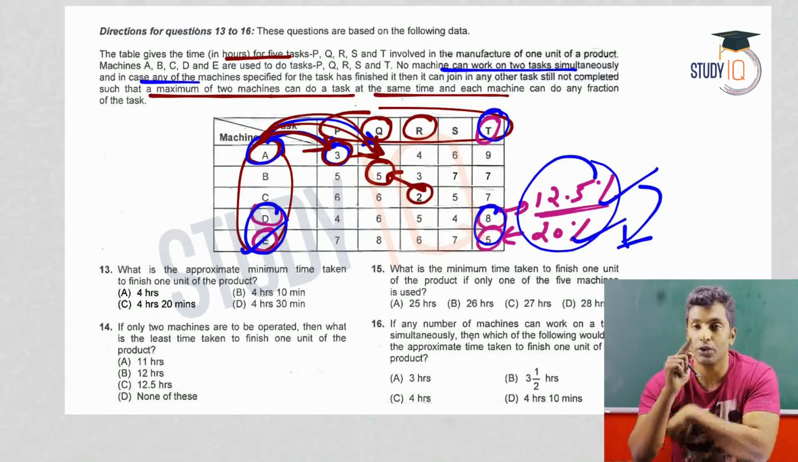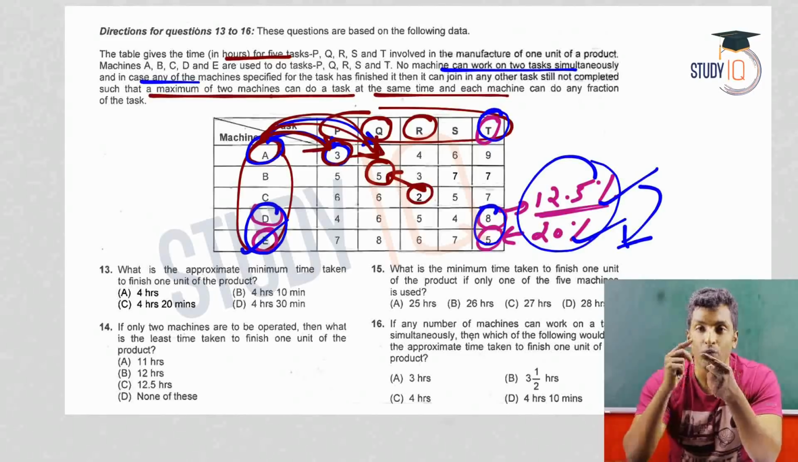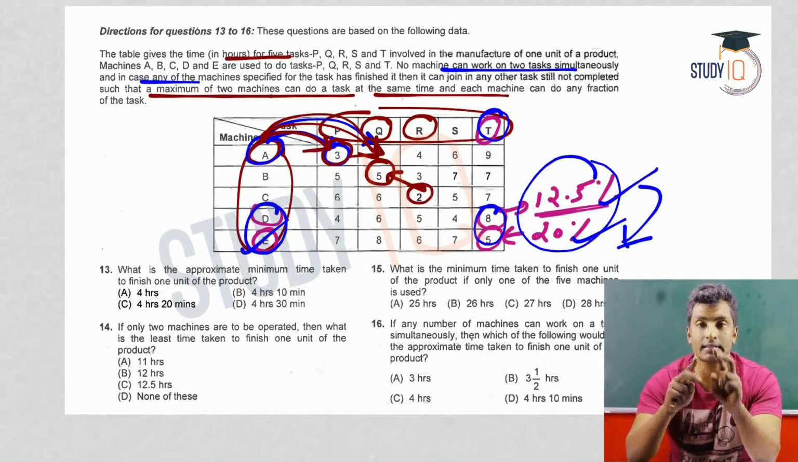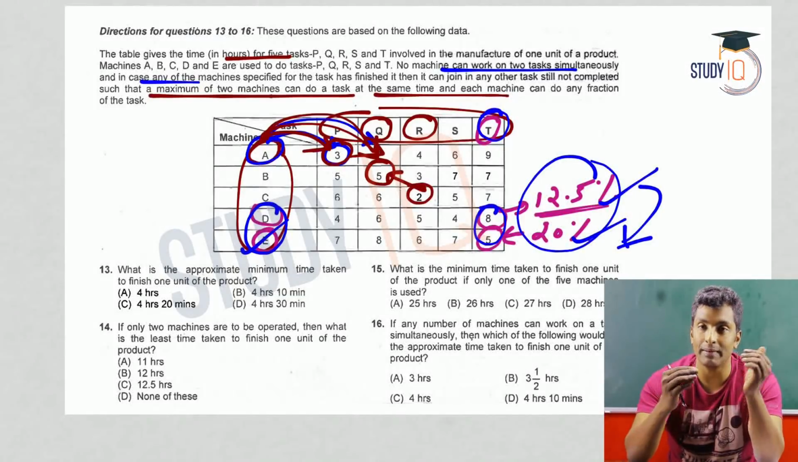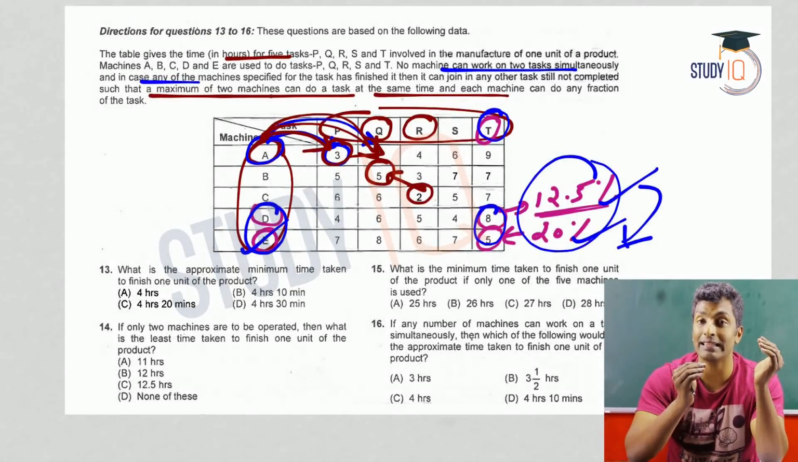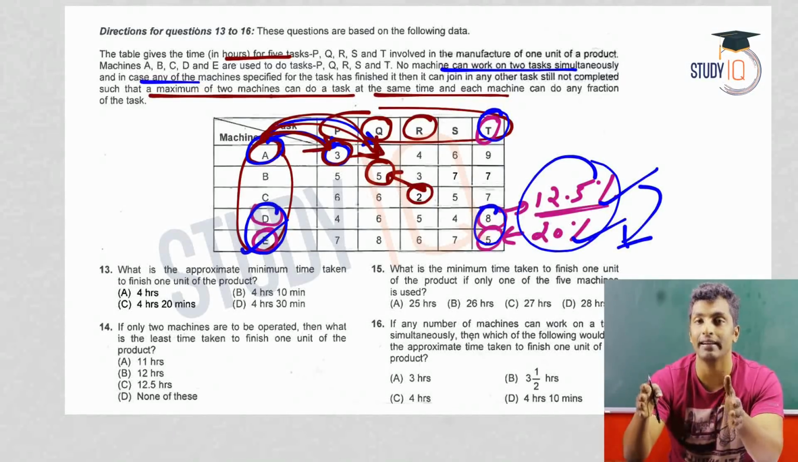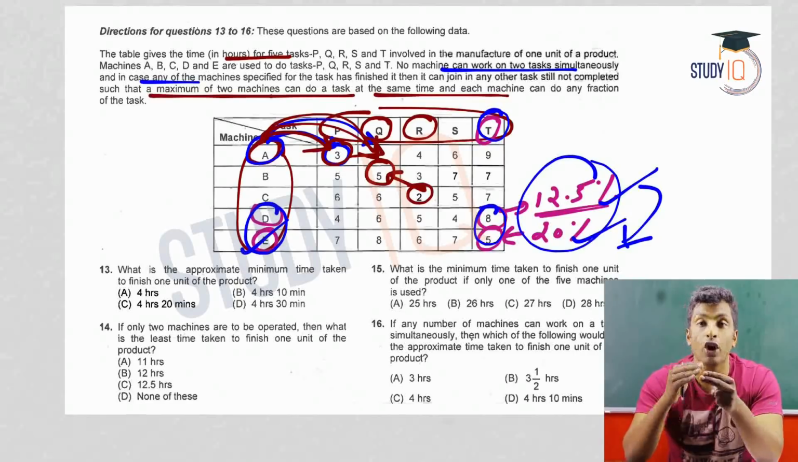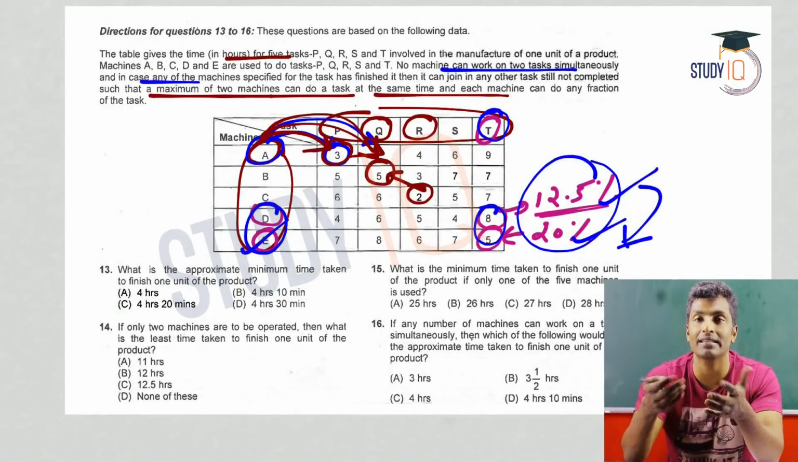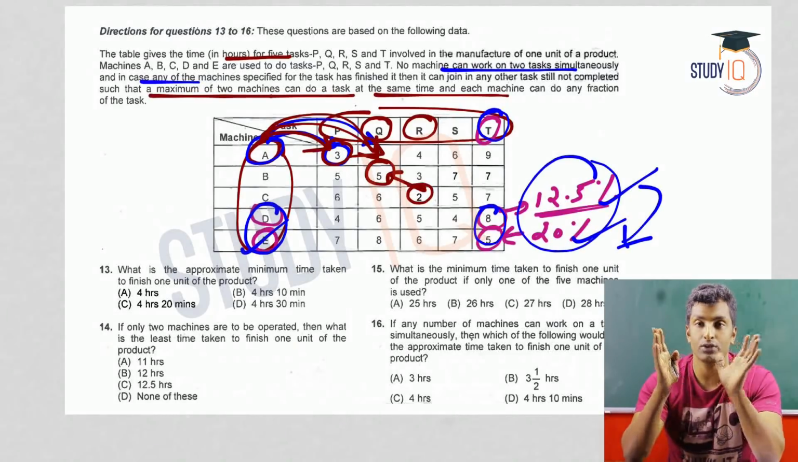You understood? So two key understandings here. One machine cannot perform 2 tasks simultaneously. One task can be performed by 2 machines. That means if one machine completed its assigned work, it can help the other machine, or other person if you take it in that way, provided not more than 2 machines are working on a task. Okay, so I hope you understood.